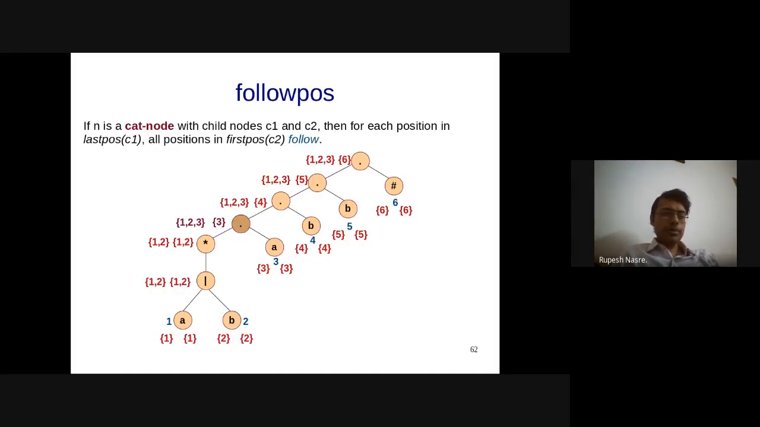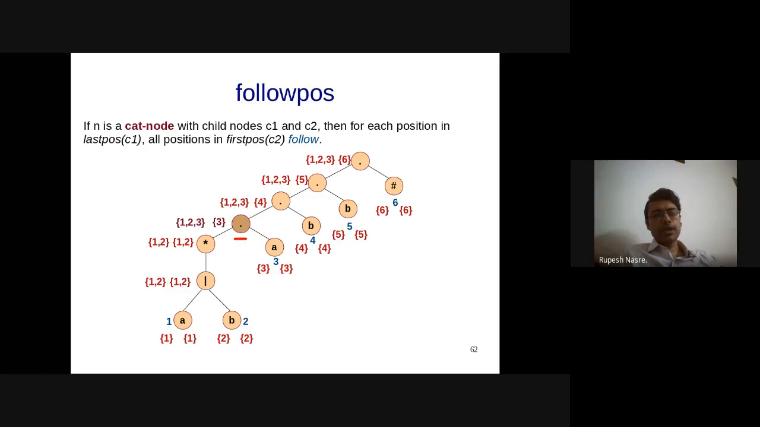So in our example, if you look at this particular dot node, that is the cat node here, then we are saying that for each of the lastpos of the left-hand subtree, which is the star, the firstpos of the right-hand subtree, which is A, follows. Right?